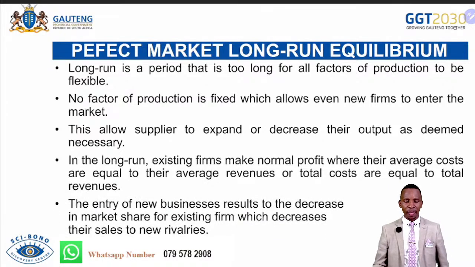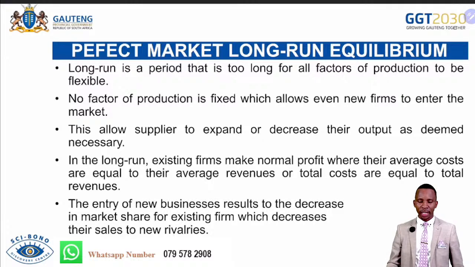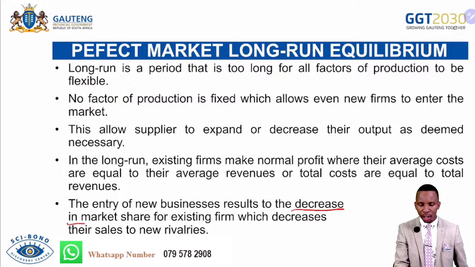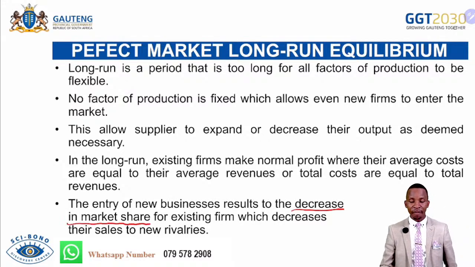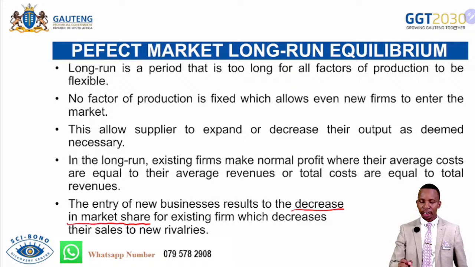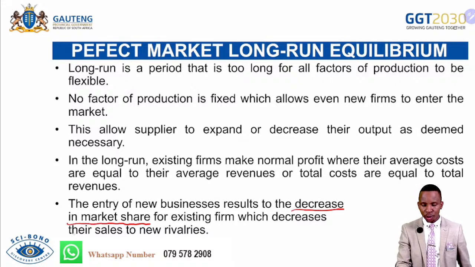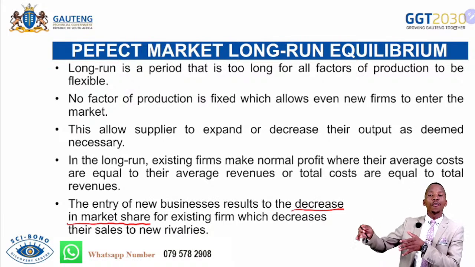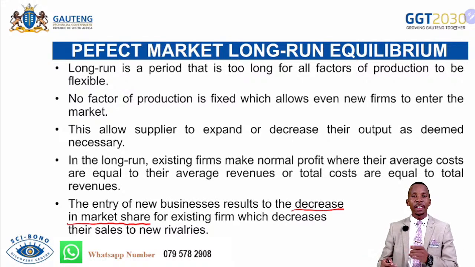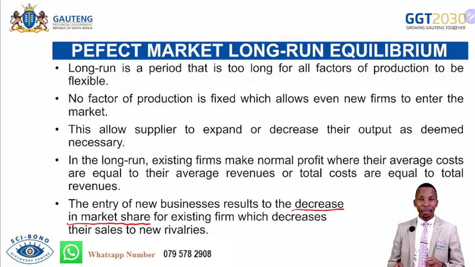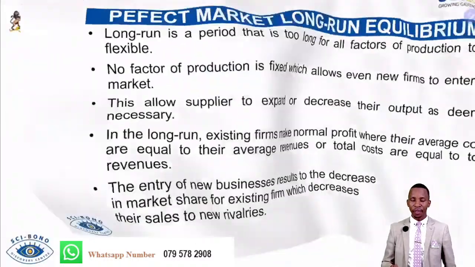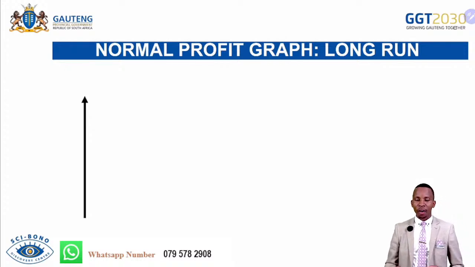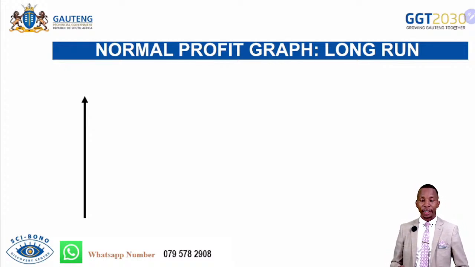The entry of new businesses results in a decrease in market share. Like I said, if businesses are entering the market, the number of consumers each firm has decreases. As the number of consumers decreases for existing firms, going to the new firms that have just entered the market, that leads to reduced profits for existing businesses. Then they find themselves making the normal profit. So this is the normal profit for the firm under the perfect market in the long run.